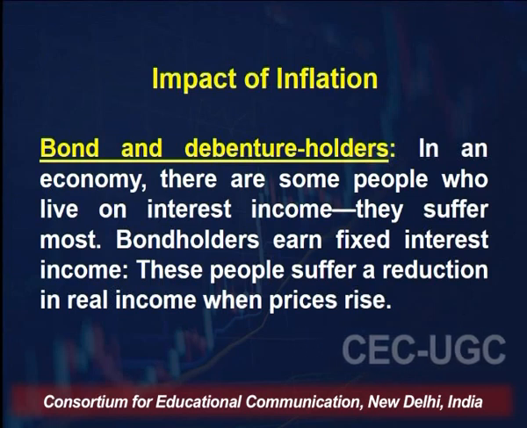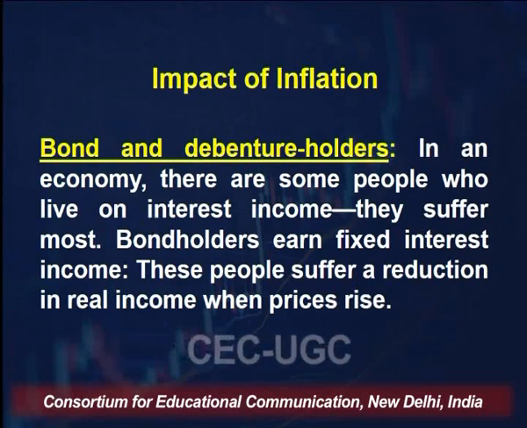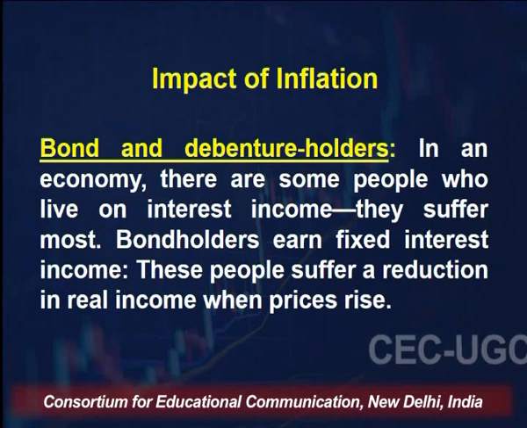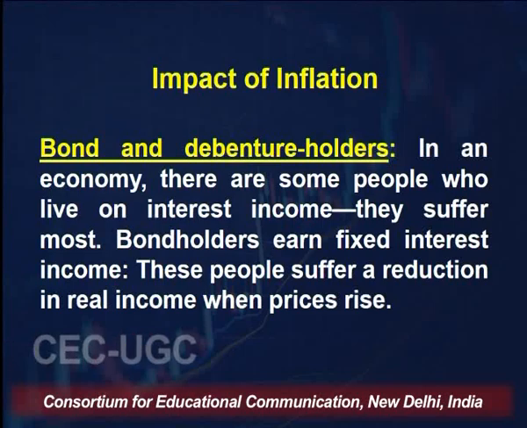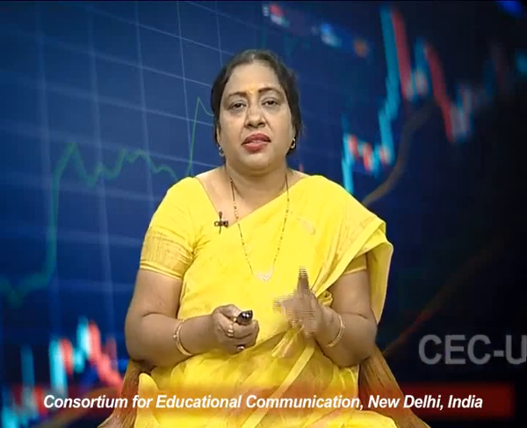Another category is bond and debenture holders. In an economy, there are some people who live on interest income. They suffer the most, because bond holders earn fixed interest income and suffer a reduction in real income when prices rise, because the interest that is fixed in advance goes down in real value when prices increase. So bond and debenture holders, if the prices of those bonds are not increasing and they are dependent only on interest income, are the sufferers when there is inflation in the economy.